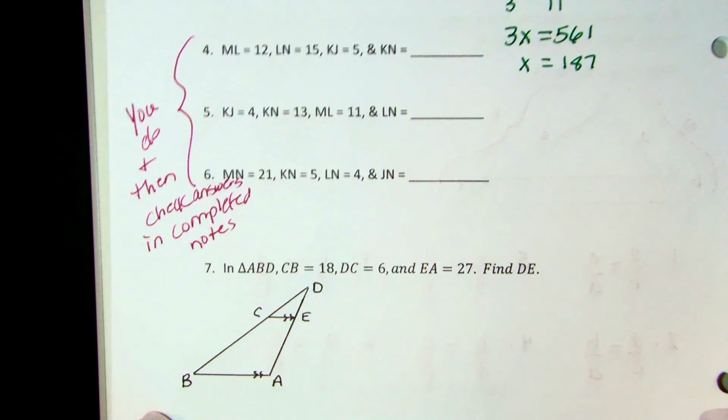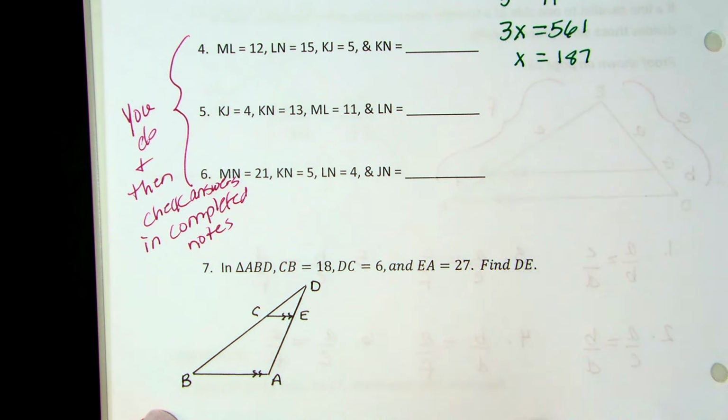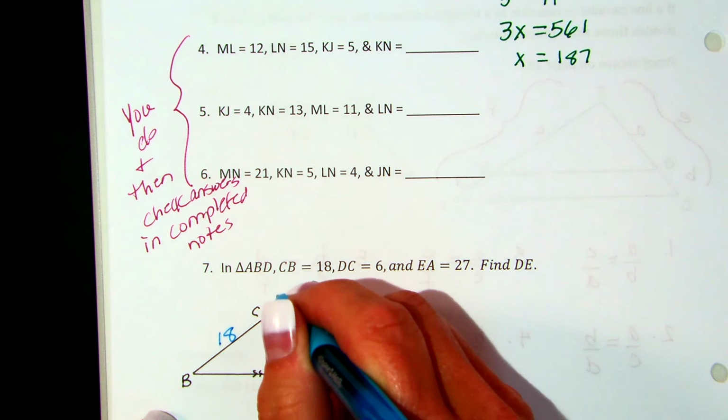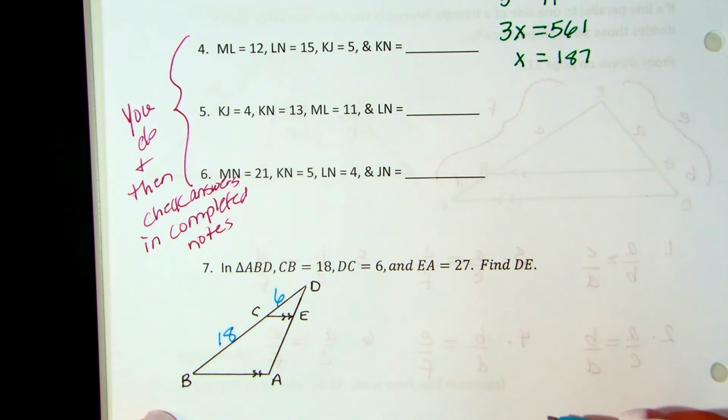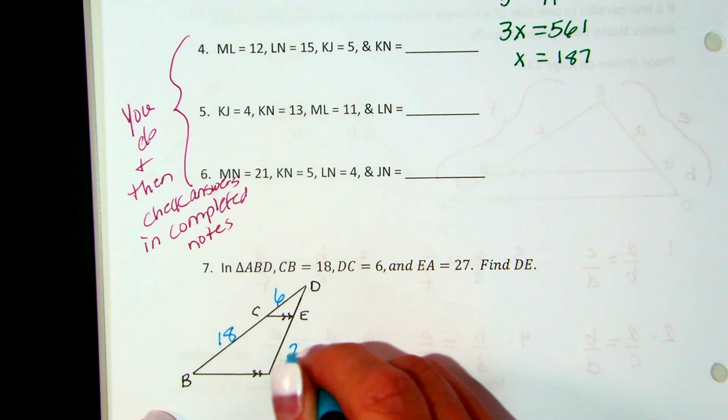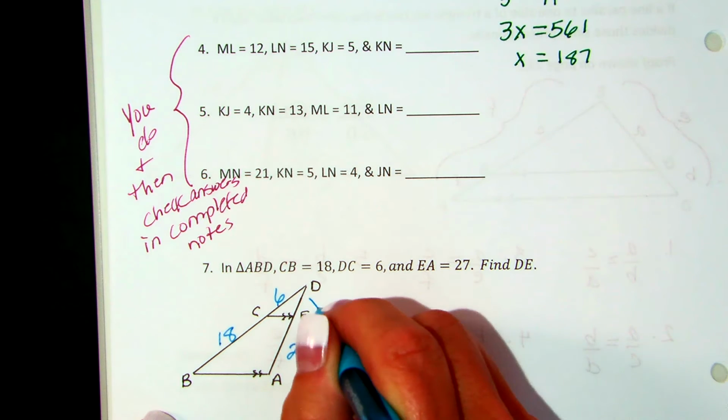All right, number 7, we have triangle ABD. We know that CE is parallel to BA. We know that CB is 18. We also know that DC is 6. We know that EA is 27, and we're looking to find DE.